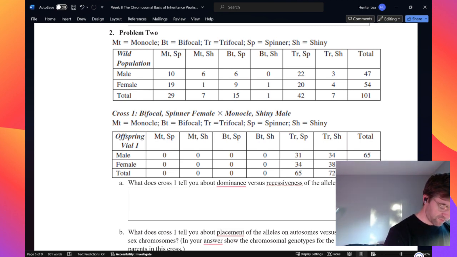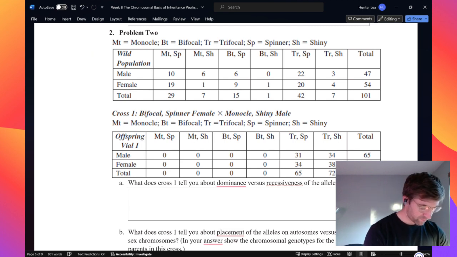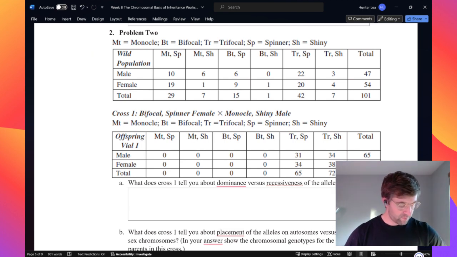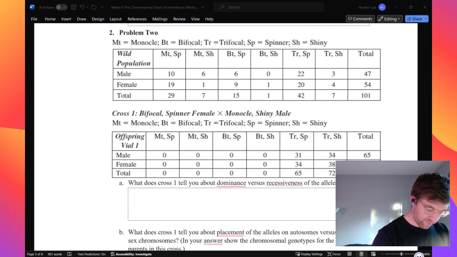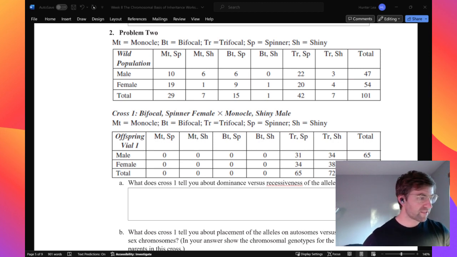So we have our initial sample, cross 1. We're looking at monocle, bifocal, trifocal, spinner, or shiny. Okay, males and females. We have an uneven distribution for monocle and for spinner. It looks, well, okay. How do I want to make sense of this? Probably by color coding it.